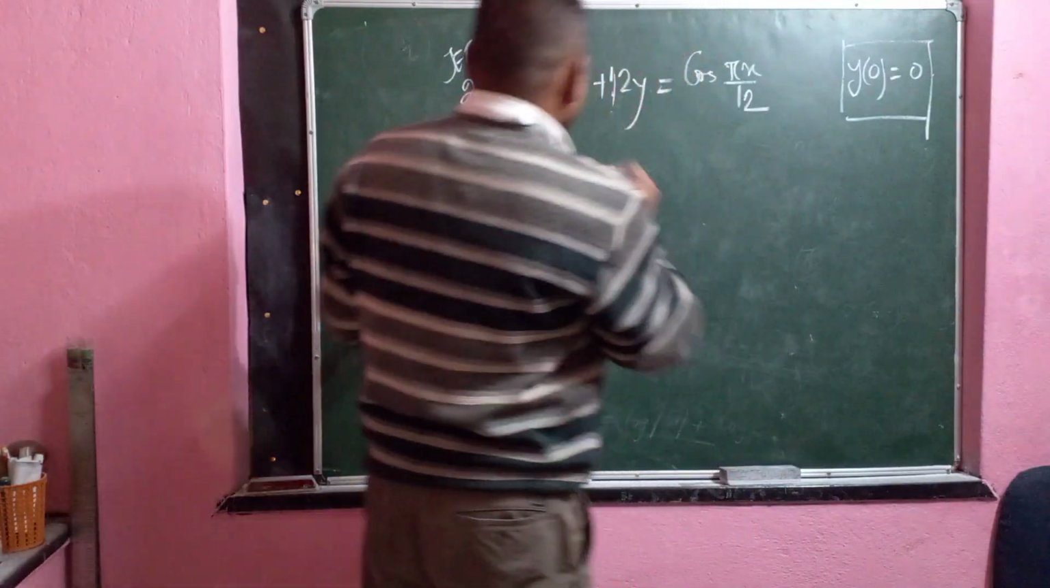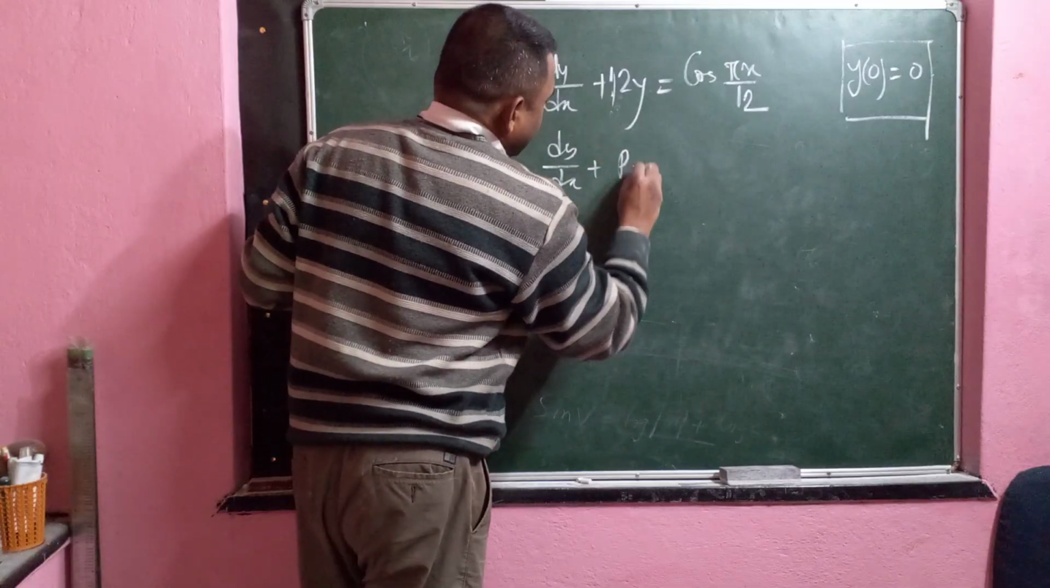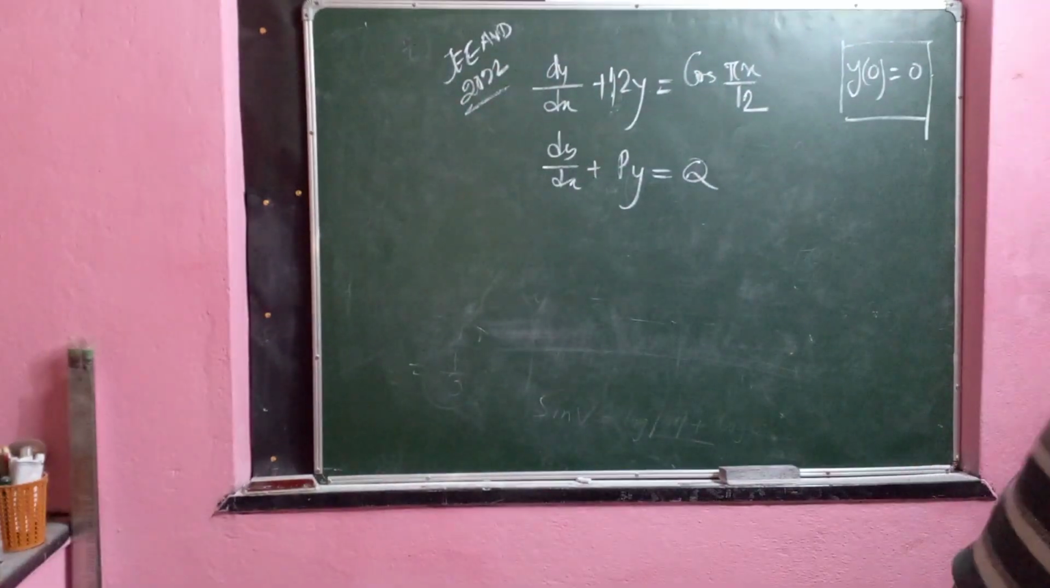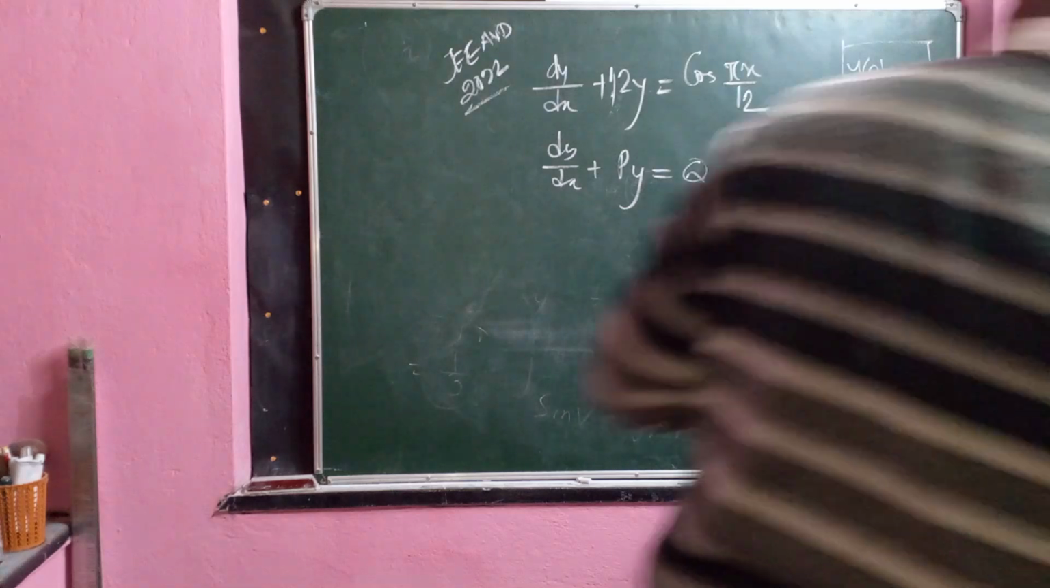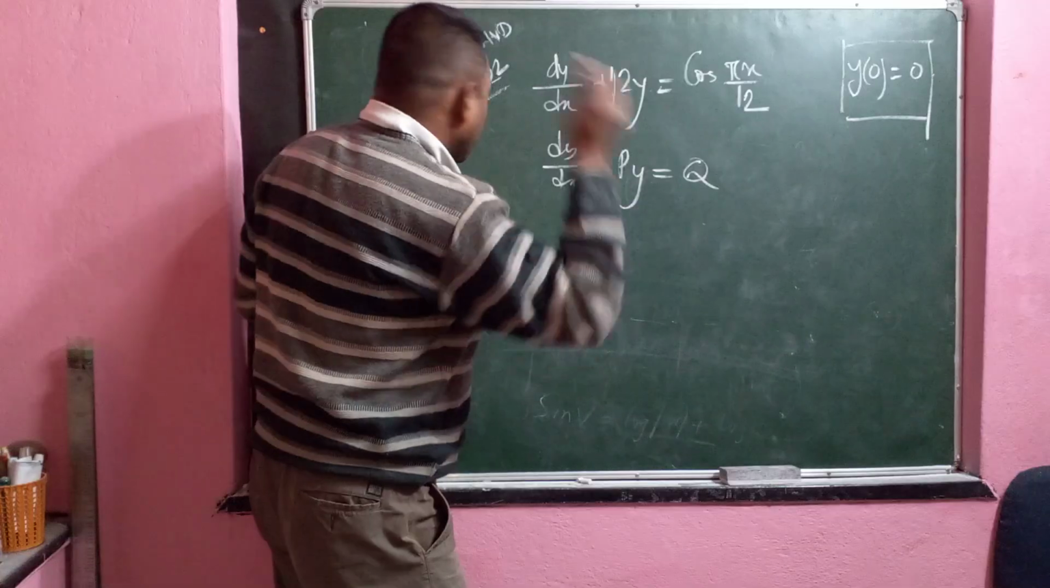Hard work is in the integrating. So it is the dy/dx plus Py equals Q form. It is 2022, I think. Yes, 2022, multiple option correct. Lots of options are there.